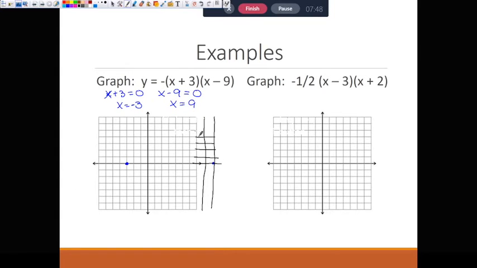Now I need to find my vertex by finding the value that is in between. So I'm going to take my equation, so the axis of symmetry equals negative 3 plus 9 divided by 2, because it's halfway in between. So my two intercepts added together and then divided by 2, which will equal 3. So my axis of symmetry is x equals 3.